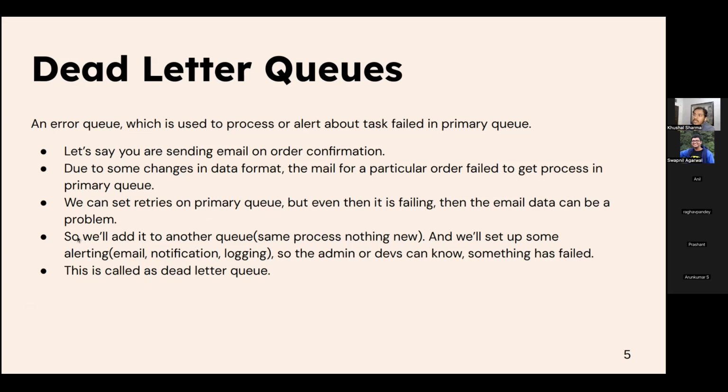So what we do is we add it to another queue. The name can be anything, but in our case we'll name it error queue or dead letter queue, right? Same process. It is nothing new. There'll be a producer and consumer as well. And we'll set up some alerting so we can notify the developers or admins that there's a problem with this particular job and they need to work on it. So the admins and developers can know something has failed. This is called a dead letter, right?